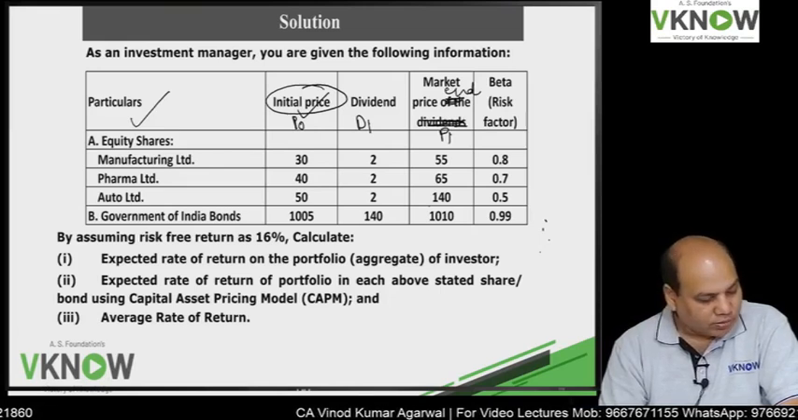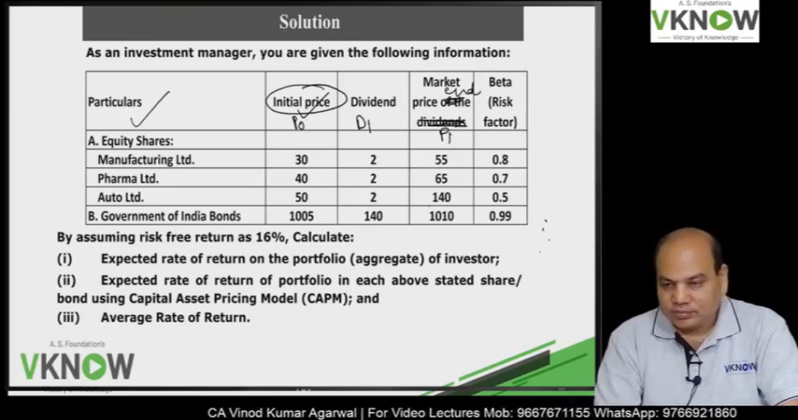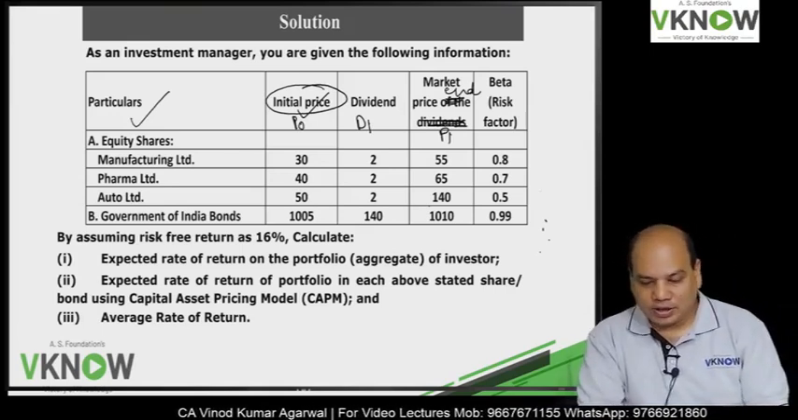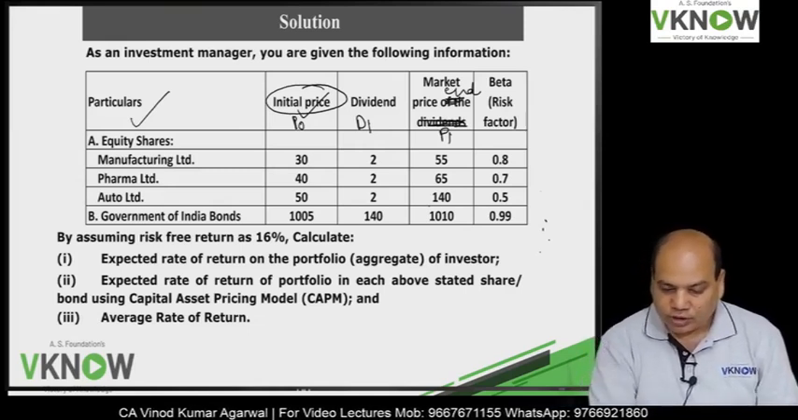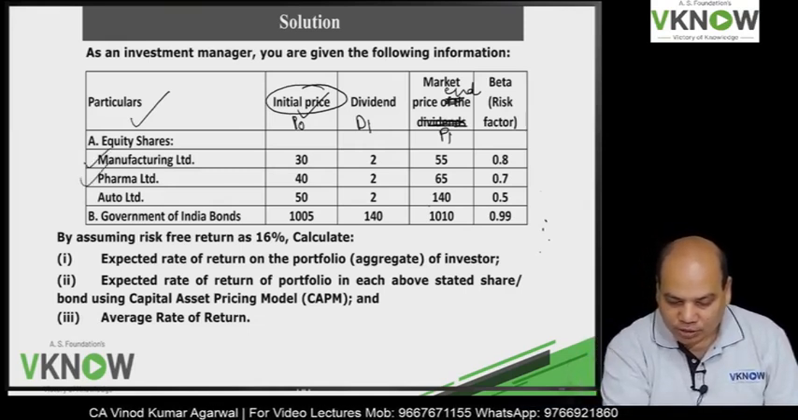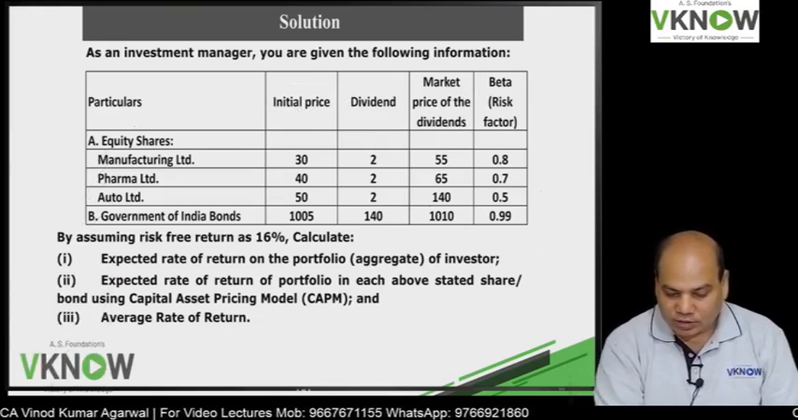So there is a small drafting mistake. It should be market price of the share at the end. Right. So now we are given shares of 3 companies: Manufacturing Limited, Pharma, Auto, and we are given Government of India bond. This question has a very serious mistake.